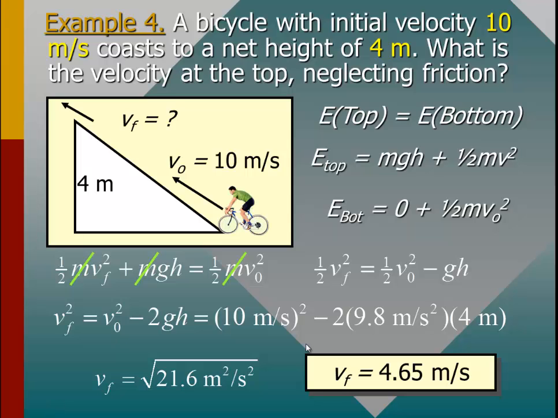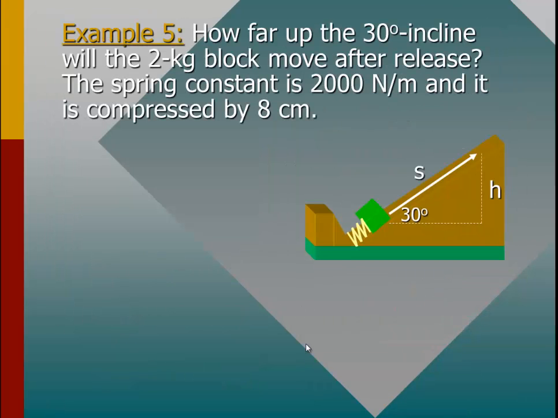How far up the 30-degree incline will the 2-kilogram block move after release? The spring constant is 2,000 newtons per meter, and it is compressed by 8 centimeters. So we have to figure out how much energy is stored in the compressed spring. All that energy is going to be turned into kinetic energy, and at the very top it is going to be just potential energy. We also have to figure out the height. We know the compression is 8 centimeters, so we have to change that to meters.